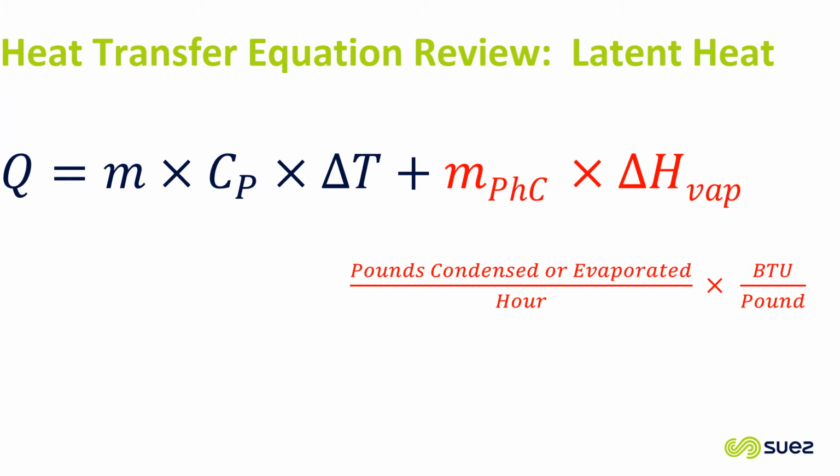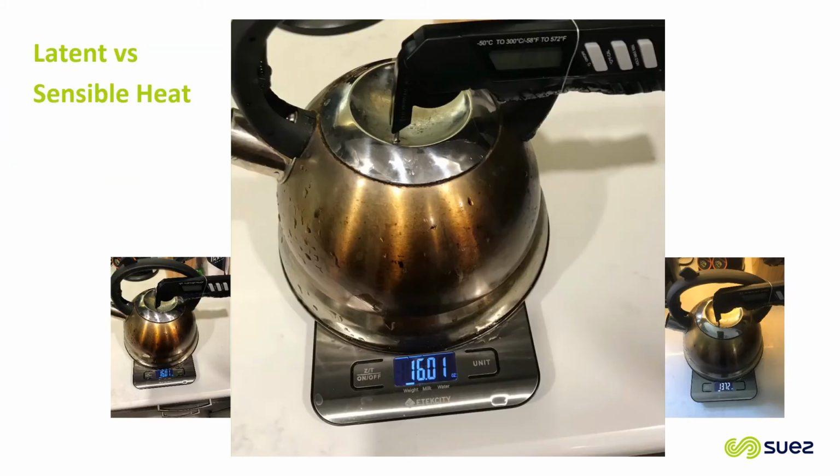So what went wrong here? What went wrong is there's a lot of latent heat in any condenser. So this calculation shows that in addition to the MC sub P delta T, we need to take into account the heat of vaporization, or in this case condensation, of the isobutane stream. We need to know the pounds condensed or evaporated, and we need to know the heat of vaporization in BTUs per pound. So clearly the difference between latent heat and sensible heat is important to me.